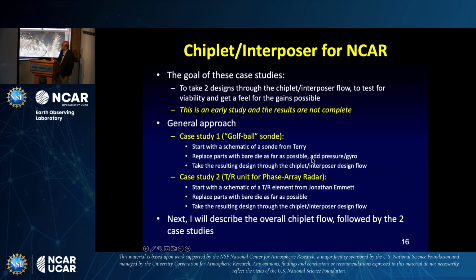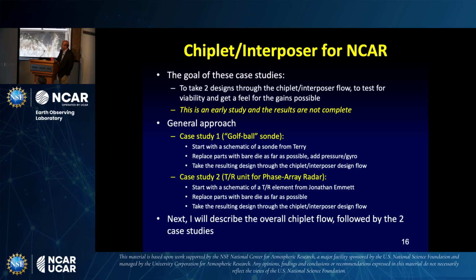So the idea was, all the parts in the sonde schematic that Terry sent, I tried to replace them with bare die, because that's when we get this thing to be as small as possible. So replace as much as possible with bare die, add a couple of sensors for the pressure and the gyroscope and whatnot, and then make a new schematic and then take it through the whole sonde flow, the whole chiplet interposer flow.